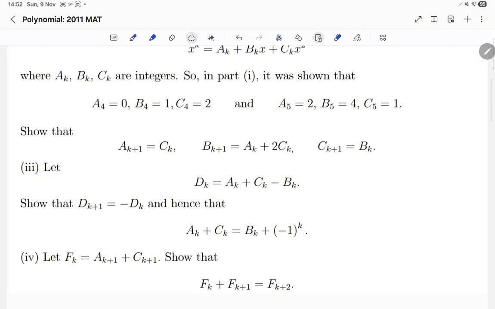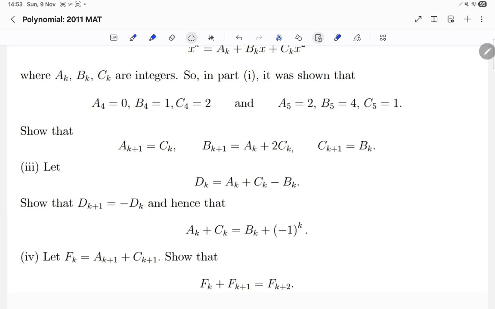Part 3. Let dk equal ak plus ck take away bk. Show that dk plus 1 is equal to negative dk, and hence that ak plus ck is equal to bk plus negative 1 all to the power of k. Part 4. Let fk equal ak plus 1 plus ck plus 1. Show that fk plus fk plus 1 is equal to fk plus 2.